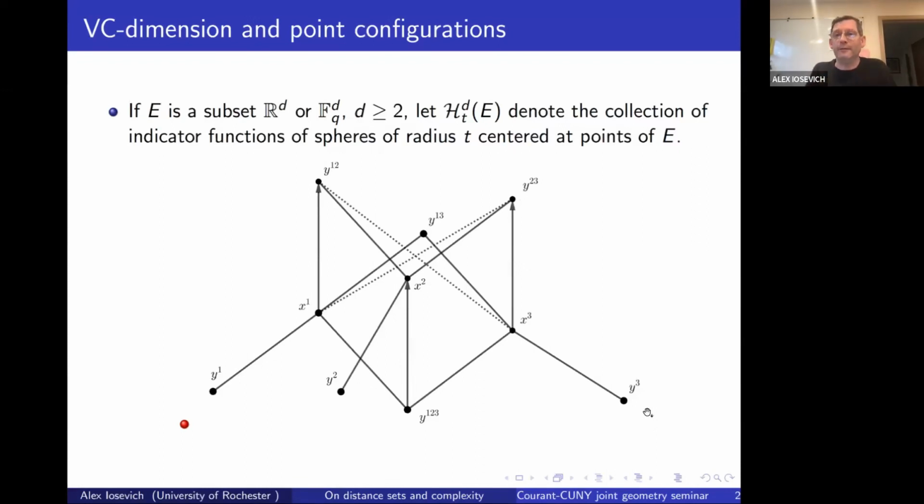So what am I telling you? What I'm telling you is that in order to show that a particular set, or a class of sets of a particular size, leads to a VC dimension, let's say equal to 3, what this amounts to is showing that any such set must support a point configuration described in this picture.